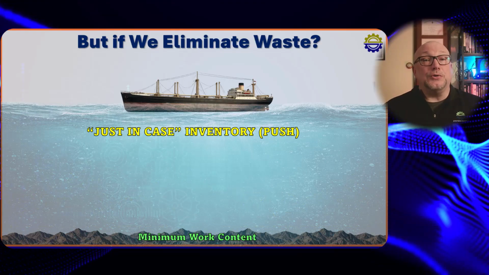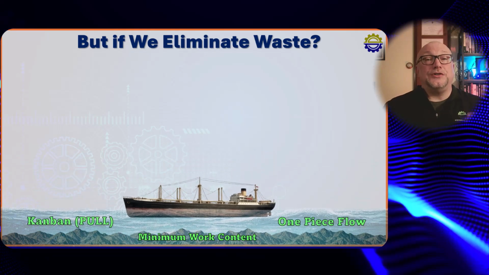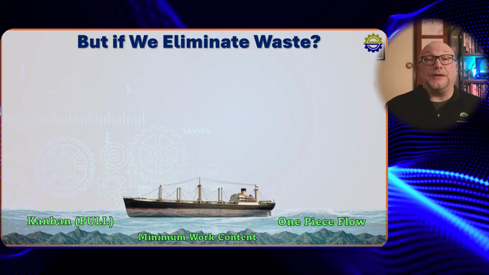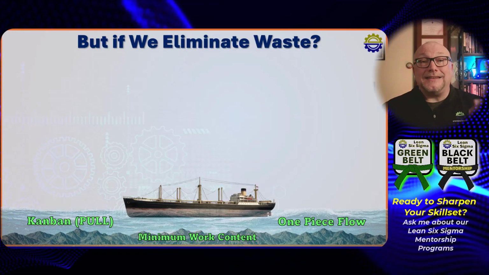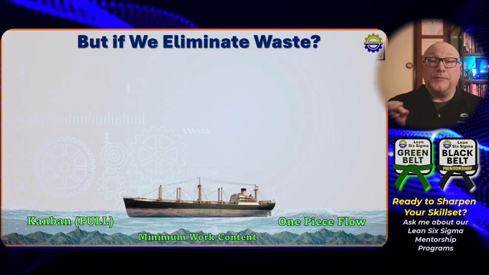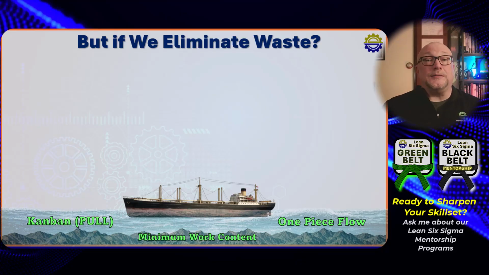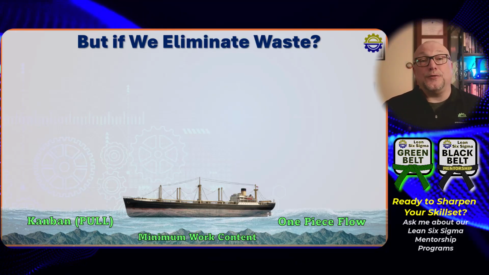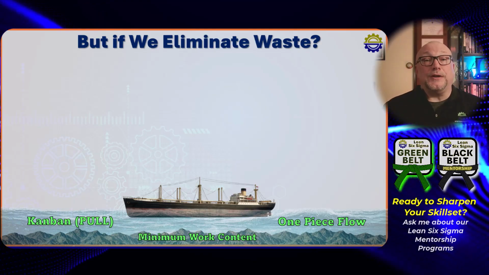And as you do, the water level can be dropped. You can reduce inventory. The system becomes more stable, and what you're left with is minimum work content. That is where pull systems live. That is where one-piece flow becomes possible. Kanban pulls product through your system, and you don't build anything until there's demand in the form of a placed order. You don't carry excess inventory.